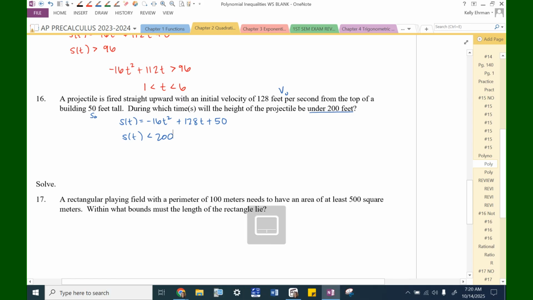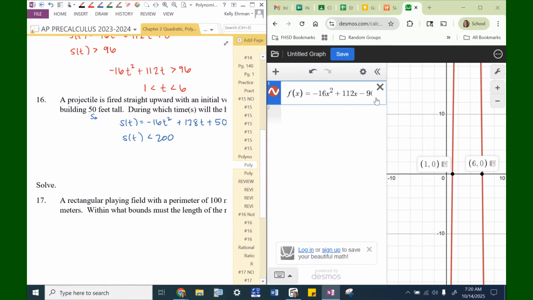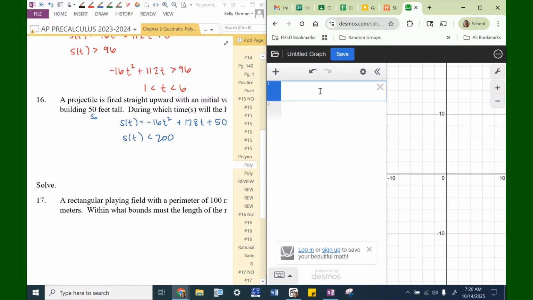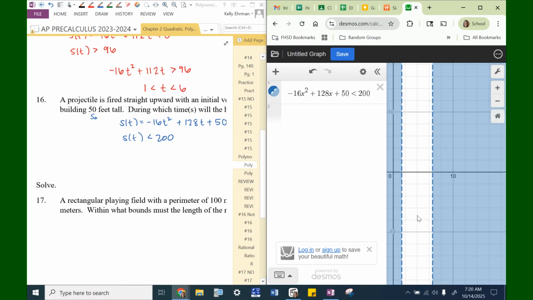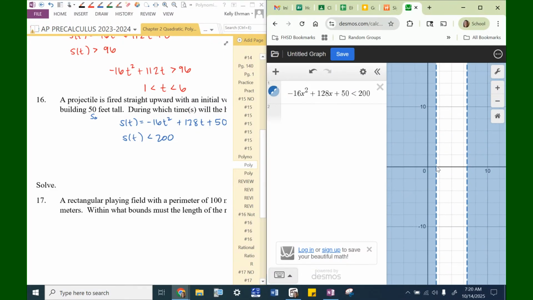All right. So again, let's just try this equation with x's. When is that less than 200? Okay, so this does give me nice answers here, but I do have one other thing to consider. Can my answers go to negative infinity and positive infinity? Does that make sense? So remember, t represents the time that this projectile is in the air. So time can't be negative.